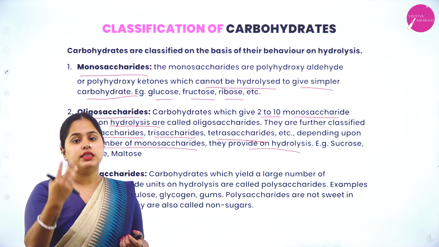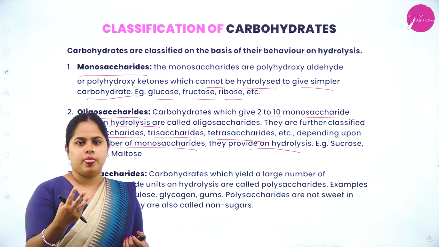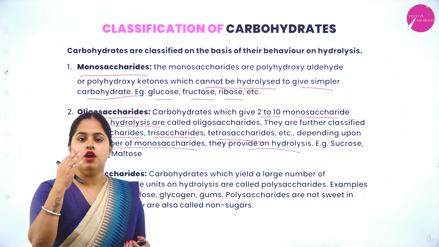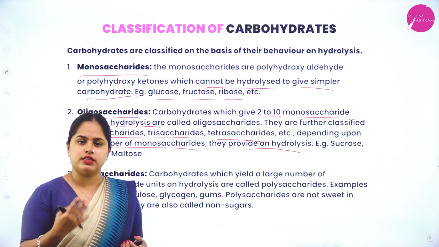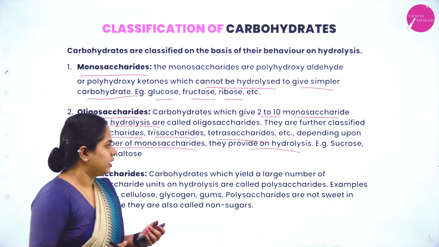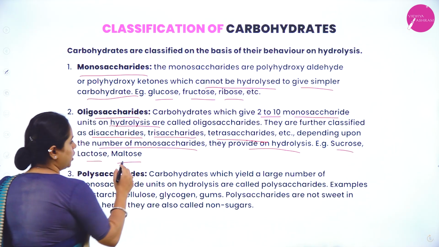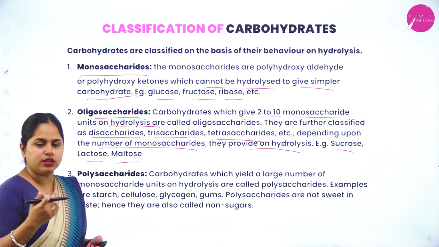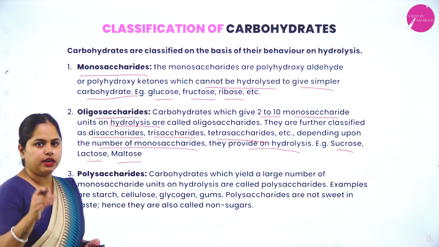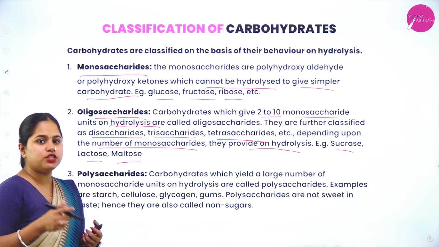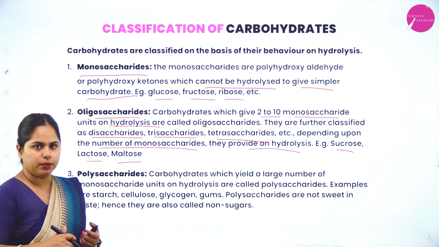If it produces 3 monosaccharides, it is called a trisaccharide. And if it undergoes hydrolysis and forms 4 units of monosaccharides, it's called a tetrasaccharide. Right. Now examples are sucrose, lactose, maltose. All these are examples of disaccharides. They will hydrolyze to form 2 monosaccharide units. Which are those units, we are going to study in detail in the upcoming sessions, right?